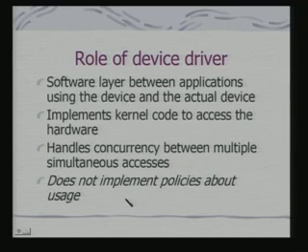Now, you have got the device driver. All these things are managed by having device drivers. Device drivers provide what? The software layer between applications using the device and the actual device. And we had actually seen that each device has its own typical characteristics. So, the OS has to provide device drivers catering to the needs of each and every device. So, device drivers implement kernel code to access the hardware. It handles concurrency between multiple simultaneous accesses, okay.